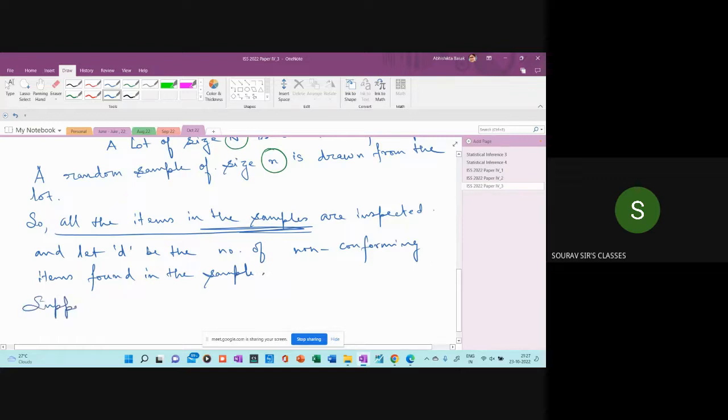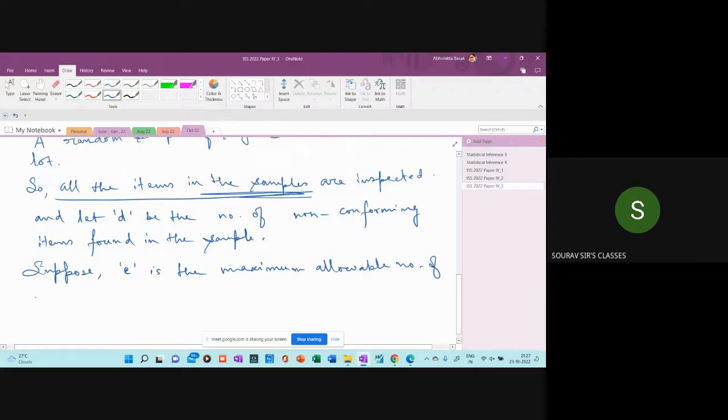Suppose small c is the maximum allowable number of non-conforming items in the sample of size n. c is known as the acceptance number.